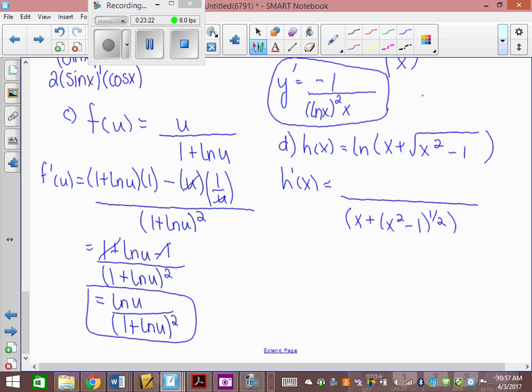Then on the top I have the derivative of that. So the derivative of x is 1, plus the derivative of anything with the square root, which is to the half. I'm going to drop the half in front, rewrite it to the negative a half, times 2x. The 2's cancel.